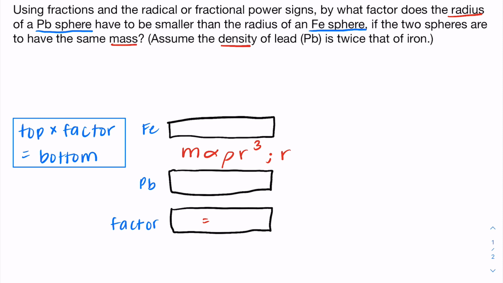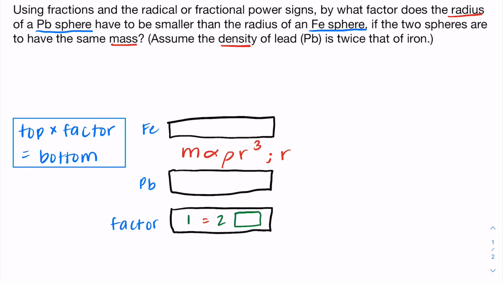Now let's start looking for information in the problem. So we see that it says that they have the same mass. So if they have the same mass, the factor is going to be 1 for the mass, because to get from one to the other, you just multiply by 1. Then we see that it says to assume that the density of lead is twice that of iron. So again, the factor is going to be 2 under density. And then what we're looking for is radius cubed. So we're just going to mark that off with a box.